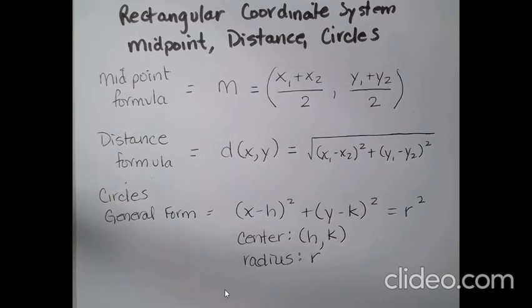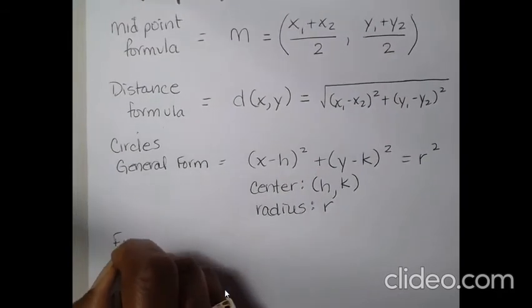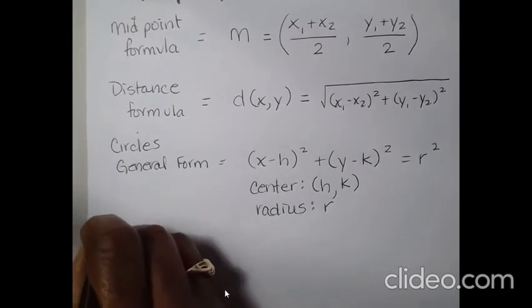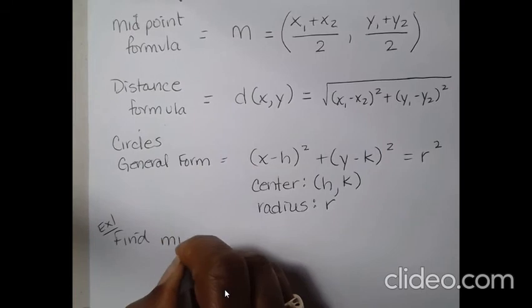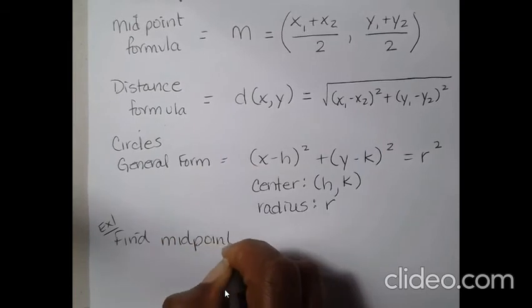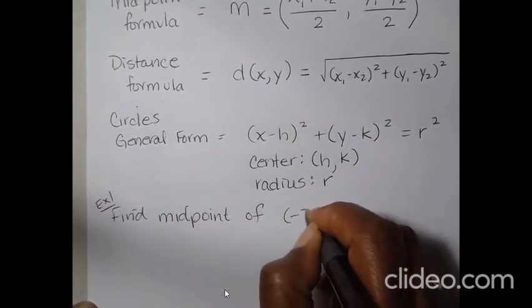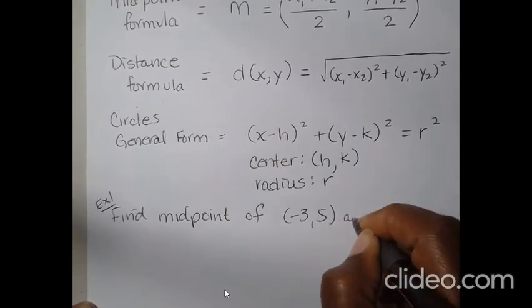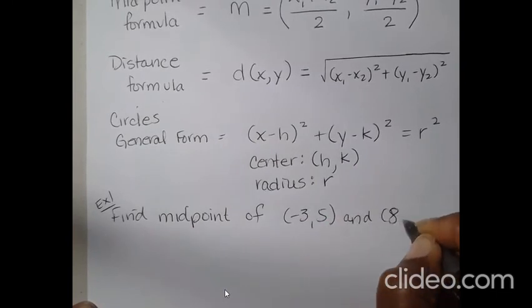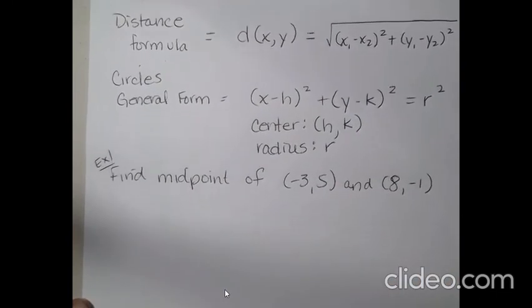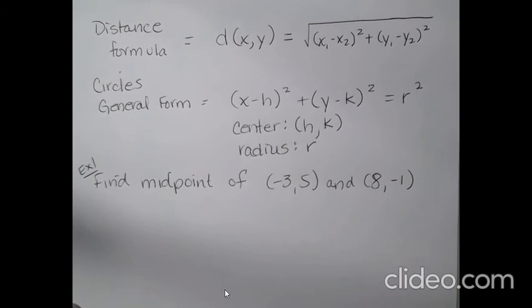So let's start with an example. Let's start with example 1. Find the midpoint of (-3, 5) and (8, -1). We're finding the midpoint of (-3, 5) and (8, -1).